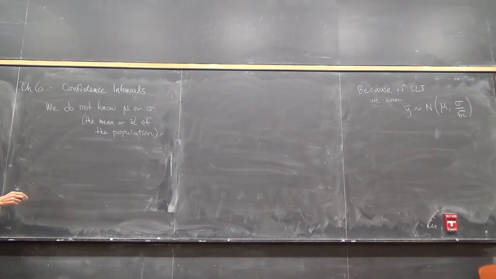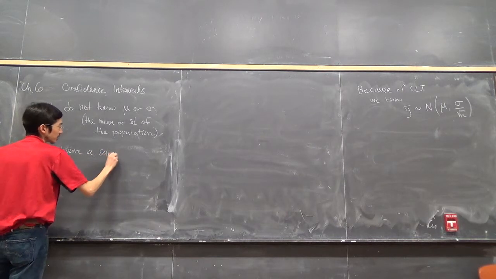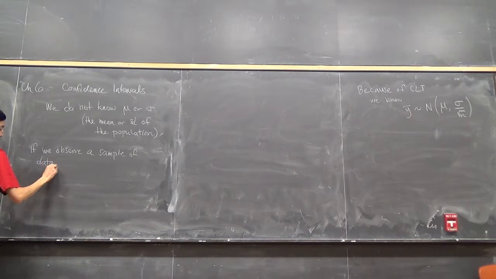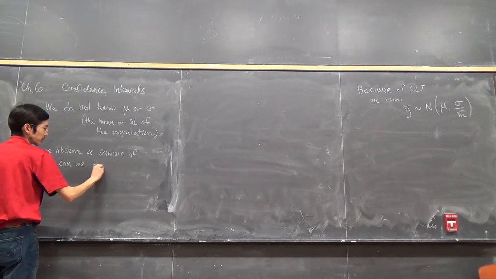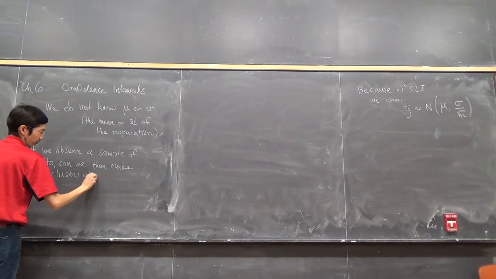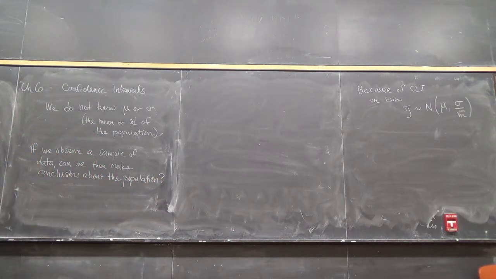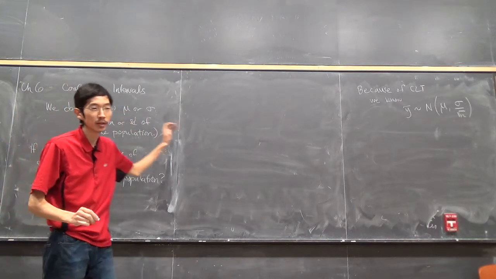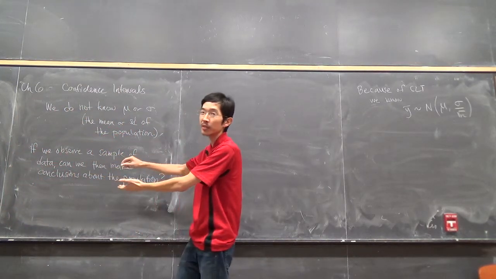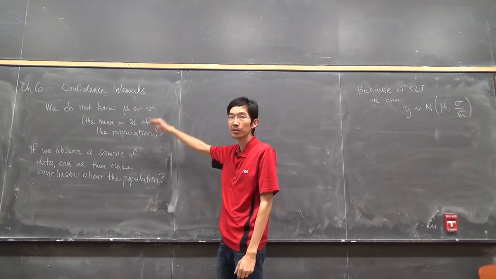But if we observe a sample of data, can we then make conclusions about the population? Spoiler, the answer is yes, but how is this going to work? Again, we don't know the mean or the standard deviation of the population. What we can do is observe a random sample, and based on this random sample, what kind of conclusions can we make about the population?